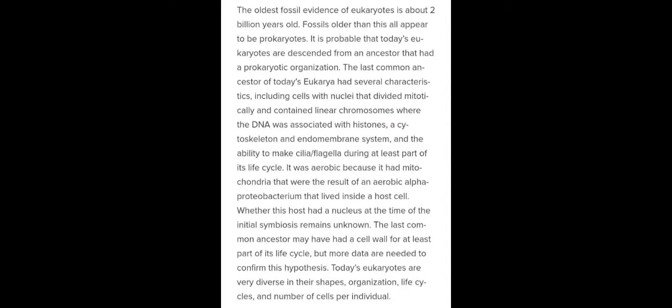It was aerobic because it had mitochondria that were the result of an aerobic alpha proteobacterium that lived inside a host cell. Whether this host had a nucleus at the time of the initial symbiosis remains unknown. The last common ancestor may have had a cell wall for at least part of its life cycle, but more data are needed to confirm this hypothesis. Today's eukaryotes are very diverse in their shapes, organization, life cycles, and number of cells per individual.